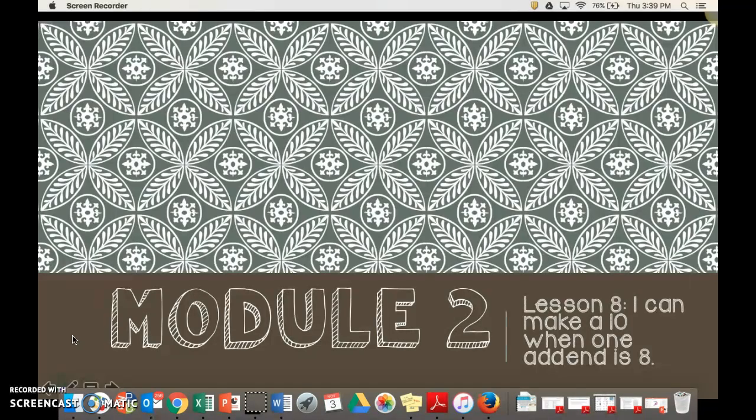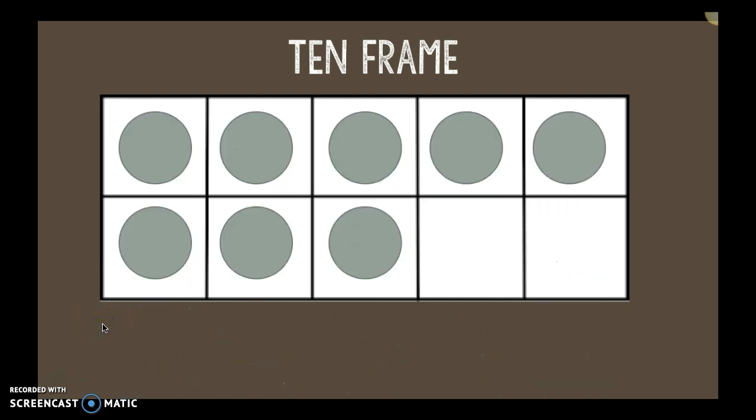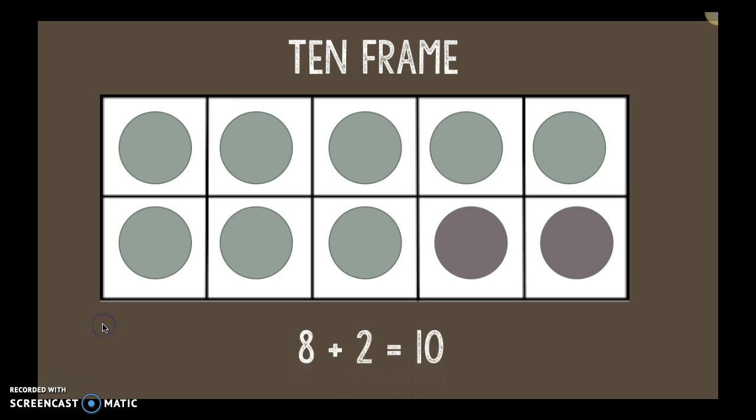Now the other day I showed you that pesky little 10 frame who will not cooperate. I know that when I fill in a 10 frame, I have 10 items all together. Yesterday when I did it, there were only 8 that showed up. Silly, silly. Now if I have 8, how many more do I need to add to get to 10? That's right, 2. Good job. I could say this number sentence to show what happened in that 10 frame as 8 plus 2 equals 10.